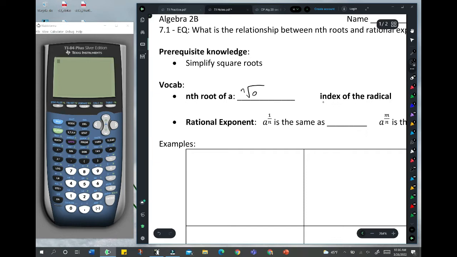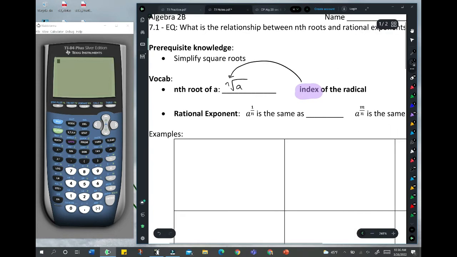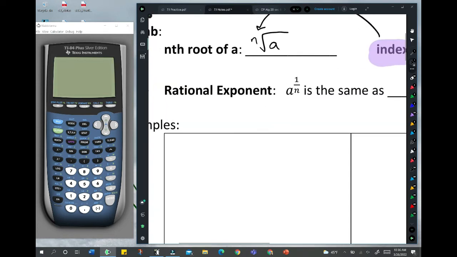The nth root of a. We're going to deal with things that aren't just square roots, but some higher level things. You're going to hear me talk about the index of a radical, and that index is this number here, that n. So the index of a radical. What we're getting into are rational exponents, which are essentially fractional exponents as well. Rational, think that means it's a fraction.